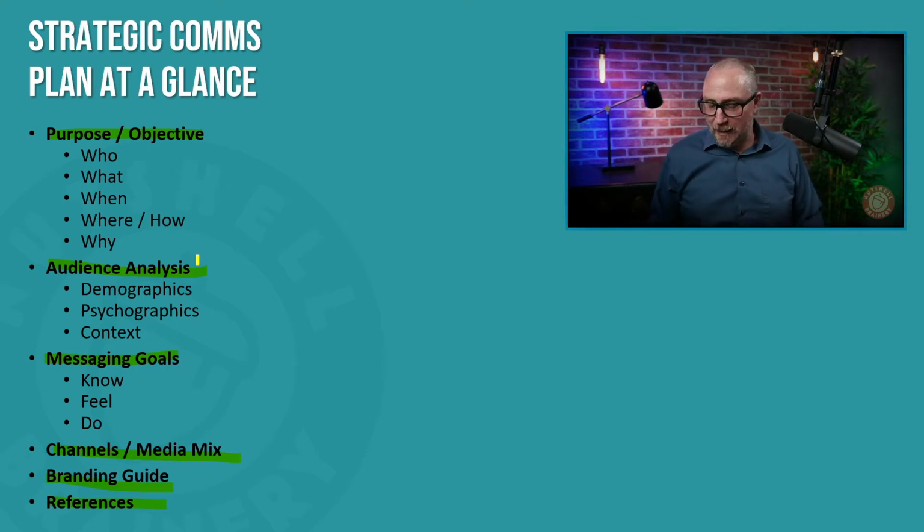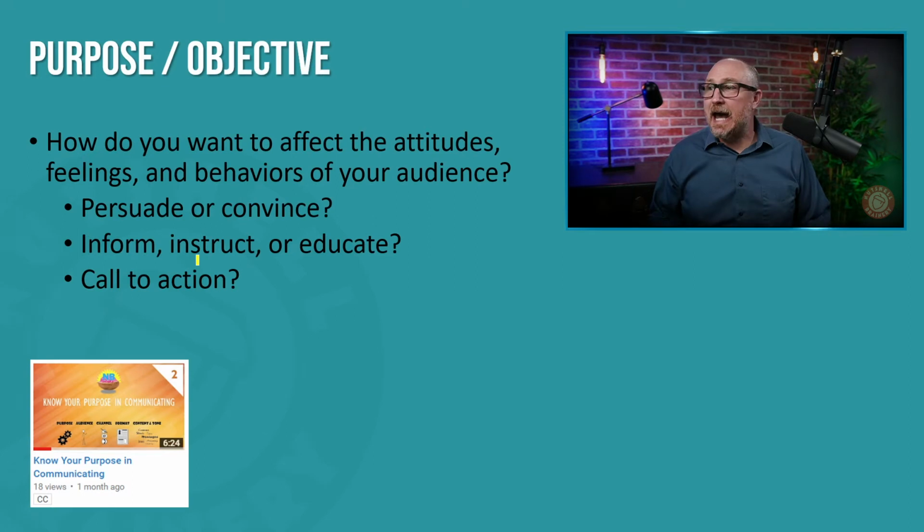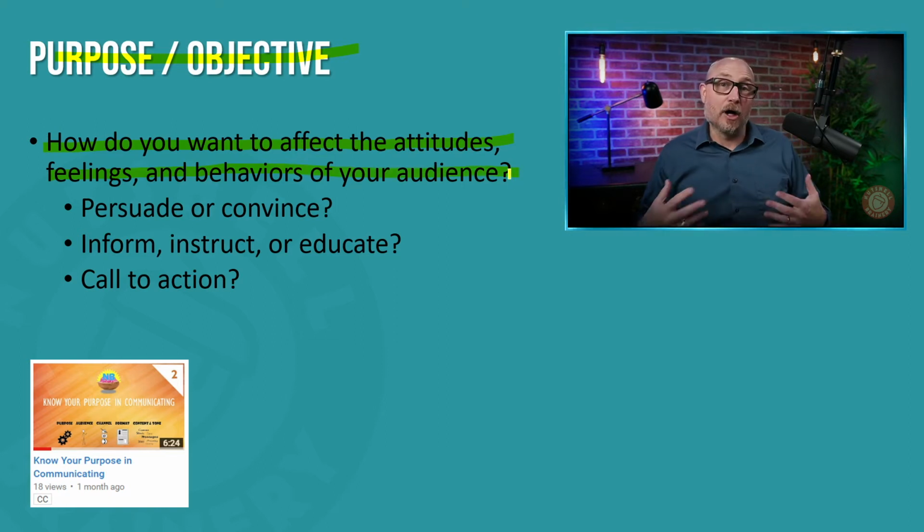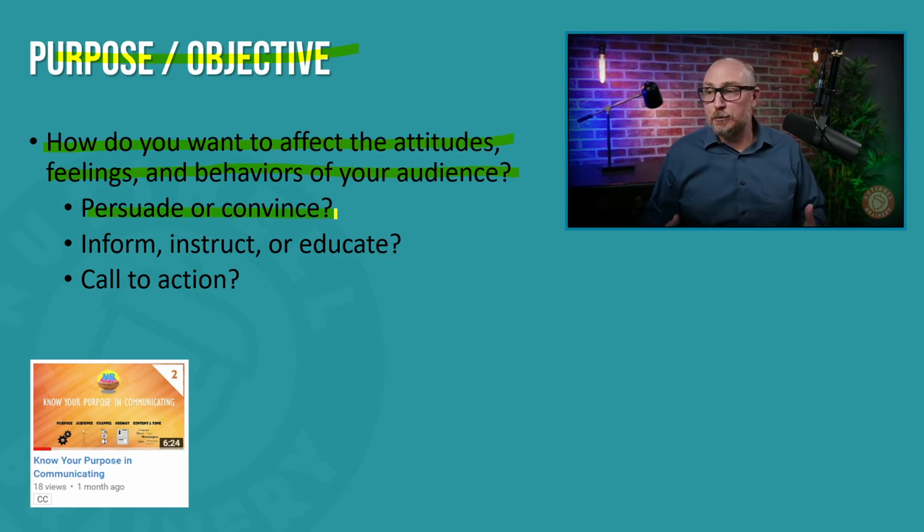All right, so with that, let's first look at the purpose and objective statement. Basically, you need to answer a question of how do you want to affect the attitudes, feelings, and behaviors of your audience? Are you trying to persuade or convince them to do something? Do you need to inform, instruct, or educate them so that they change their business practices, their work practices? There should be a distinct call to action. What is that call to action?